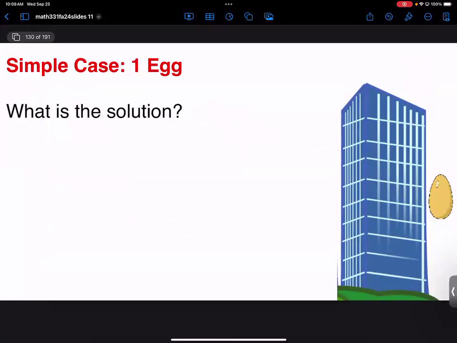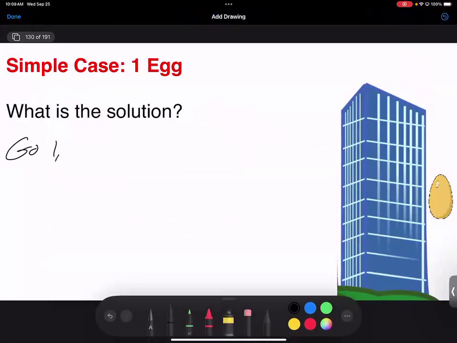Right. Yeah, you go from the bottom and drop. Go 1, 2, 3, till it cracks. There's really not much we can do when we only have 1 egg. The problem is extremely straightforward.